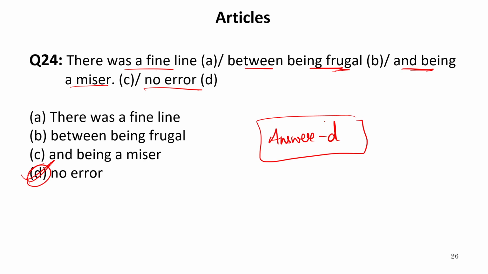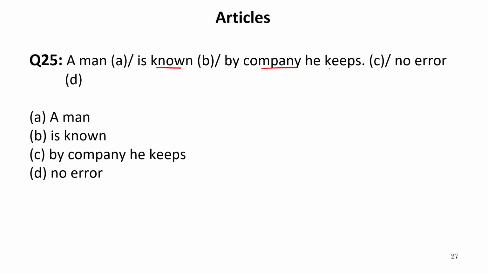Now, let us move to the next one. A man is known by company he keeps. Now, in this company which is talked about, it means the person or the people with whom he roams around. So, this company is talked of the particular group that he has joined. So, by the company he keeps should be there. So, error is in part C, the is missing from there. So, our answer is C.